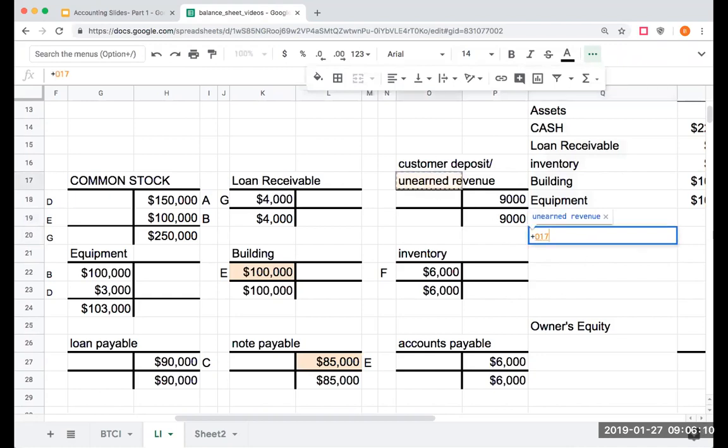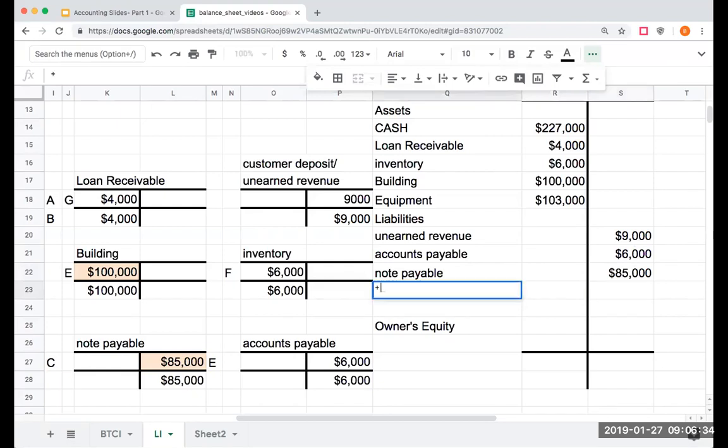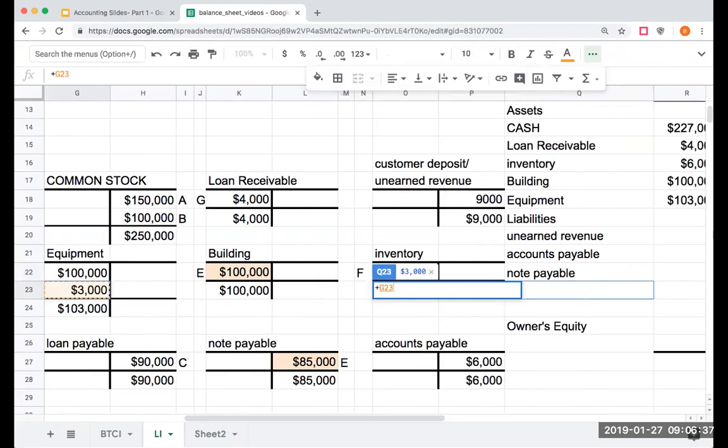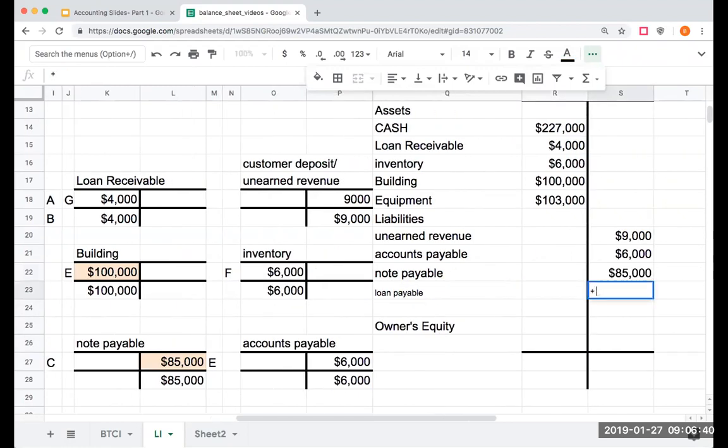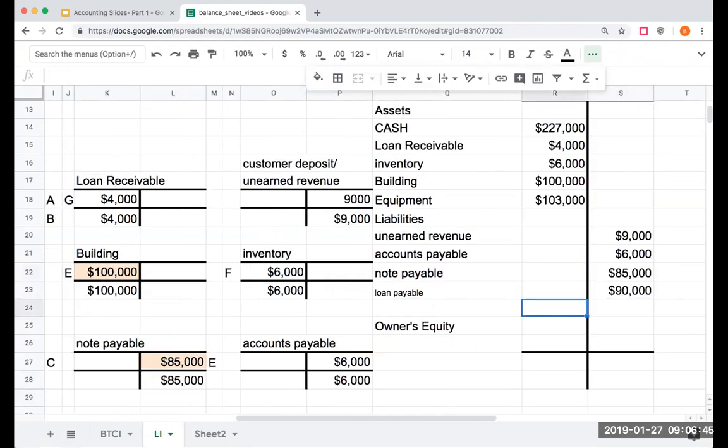So here, my first liability is unearned revenue. This is a credit balance here of $9,000, right? Liabilities typically have credit balances. Make sure you get this on the appropriate side. Accounts payable, credit here of $6,000. Notes payable, credit here of $85,000. I have a loan payable right over here of $90,000. I think that's all my liabilities.